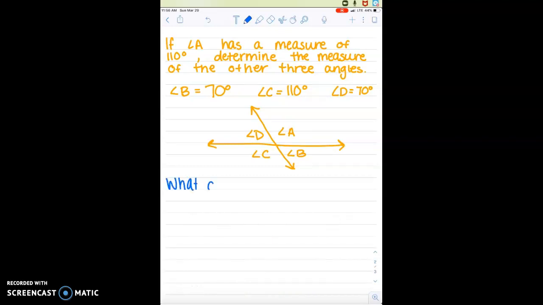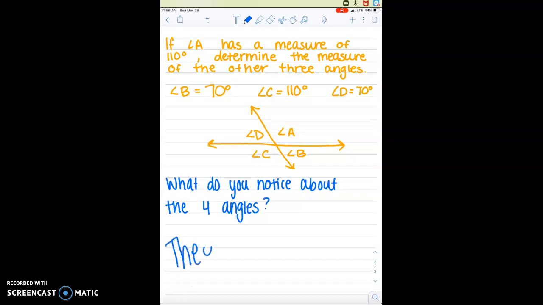So we're going to think about what we notice about these four angles, okay? There's a bunch of different things you could notice: we've got two adjacent angles, we've got two different sets of vertical angles, we've got a bunch of different things. But one thing that we should notice is that all four of these angles add up to 360 degrees.